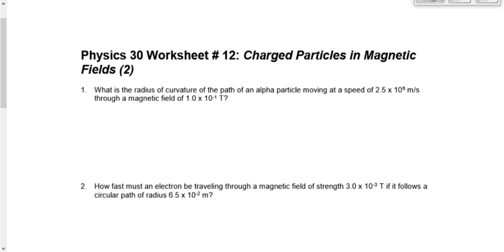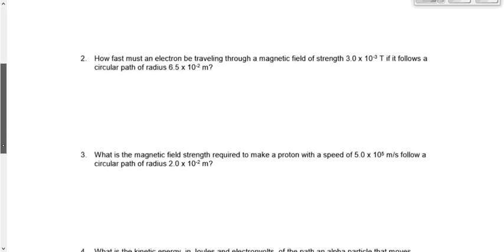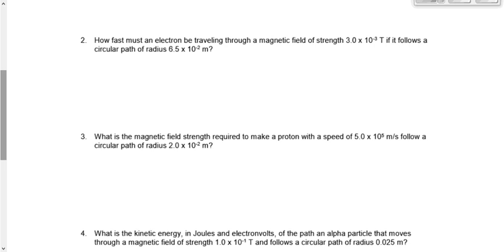Worksheet number 12, specifically questions 2, 4, and 5 on worksheet number 12. Number 2 says, how fast must an electron be traveling through a magnetic field of this value if it follows a circular path of 6.5 times 10 to the negative 2 meters?